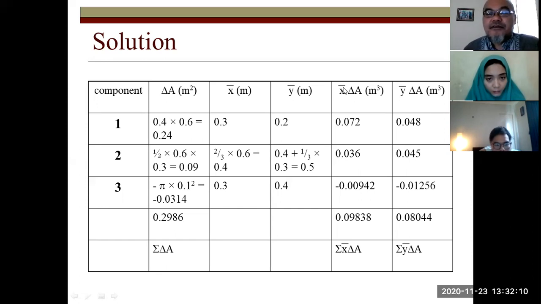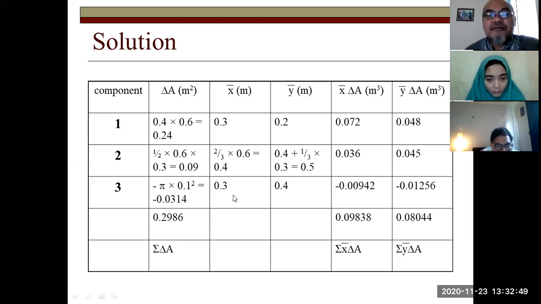X centroid times delta A is this part, 0.4 times 0.09, we obtain 0.036 cubic meter. Y delta A is this part, 0.5 times 0.09 is 0.045 cubic meter. Then the third component is a circular hole. So the area is negative pi times the square of the radius. The radius is 0.1, so we obtain negative 0.0314 square meter.